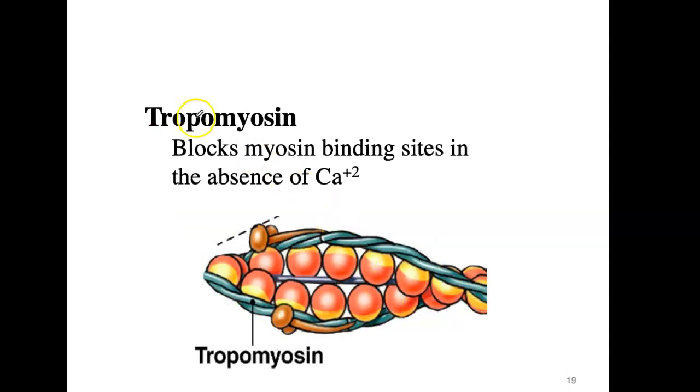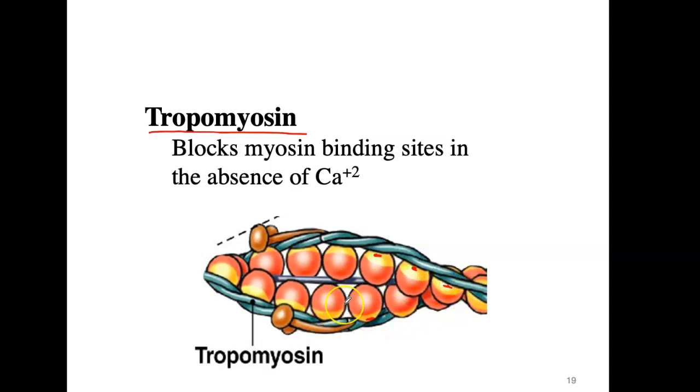We have tropomyosin. So tropomyosin then is this green ribbon. So the green ribbon is tropomyosin. This is troponin that's going to receive calcium. And what is the function of tropomyosin? Tropomyosin blocks here and here and here the attachment site for myosin.